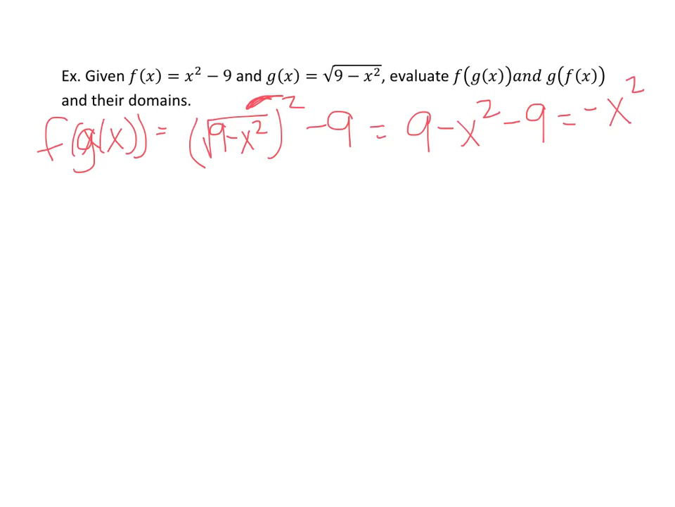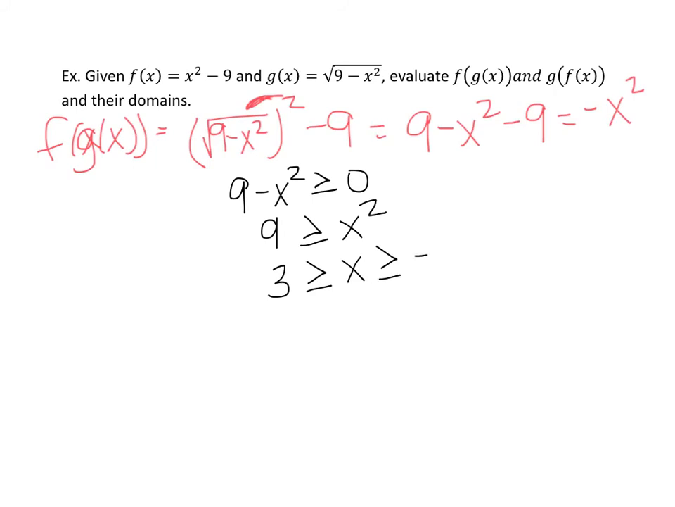Now, if I'm talking about domain, what was the domain of g of x? Well, g of x did have some limitations. I know that 9 minus x squared has to be greater than or equal to 0. I can't take the square root of a negative. So 9 greater than or equal to x squared. Take the square root, that's going to be 3 greater than or equal to x greater than or equal to negative 3.